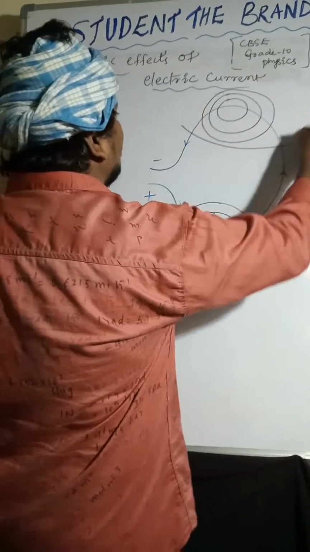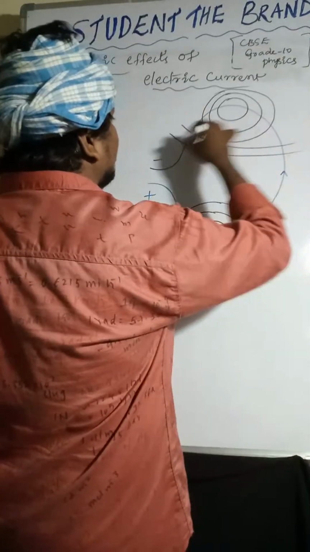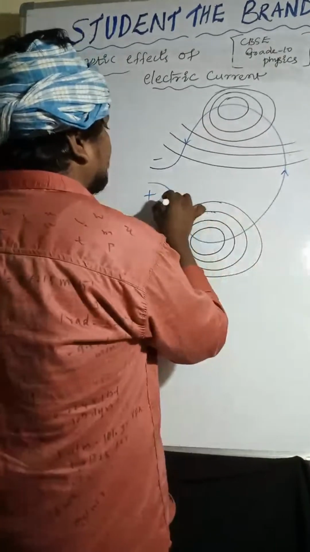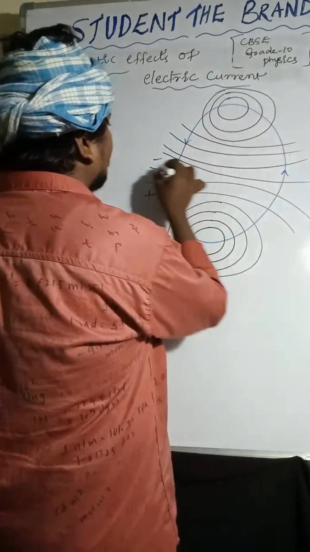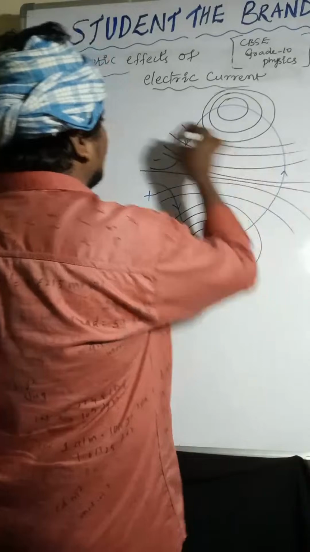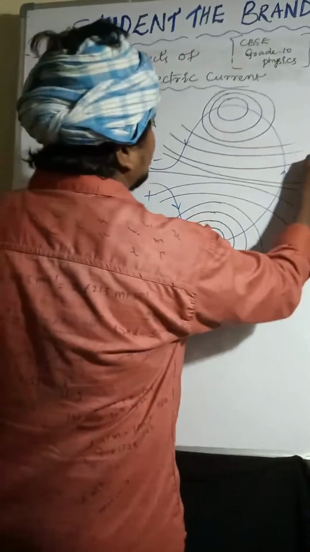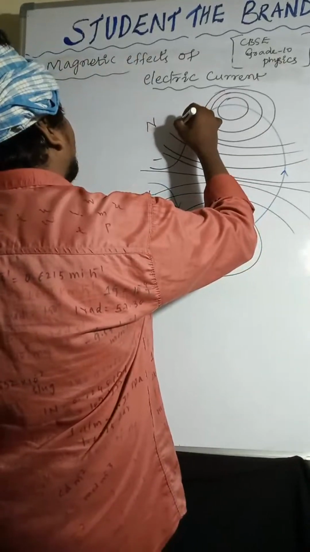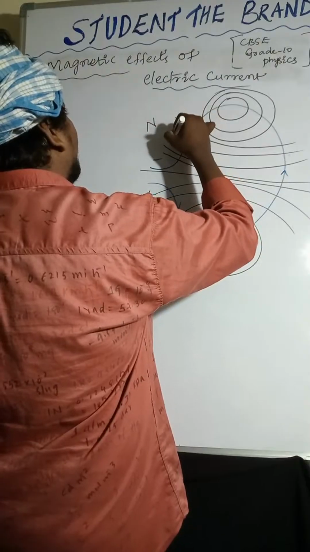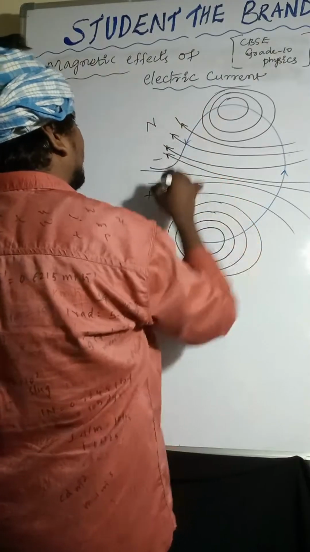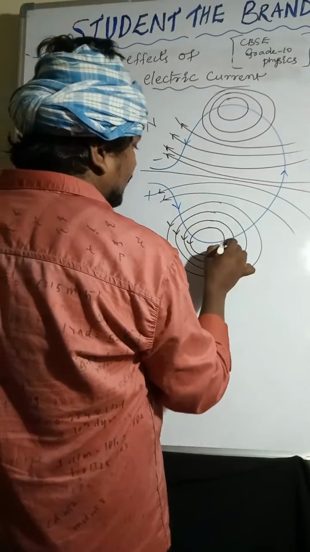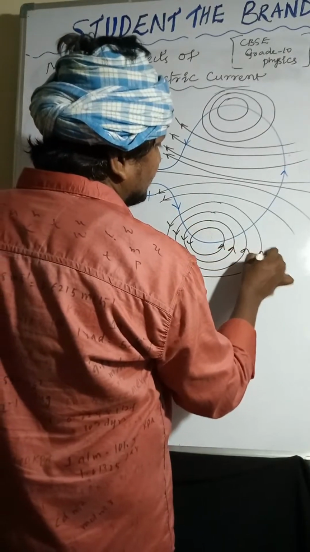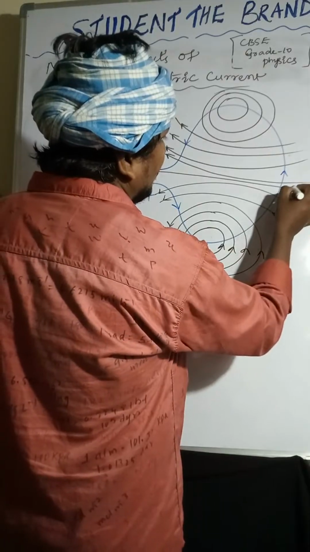Okay, so when we are taking extension like this, this is north and this is south. Magnetic field will be moving out, and inside it is moving in, like this.